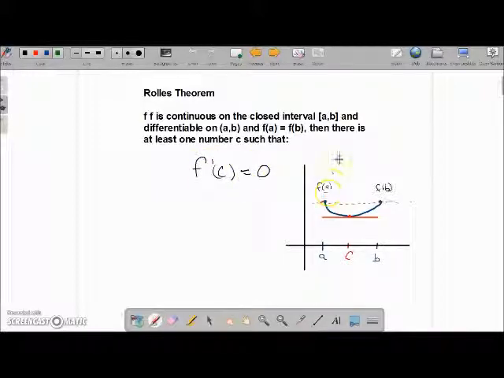So it's just saying, and it makes sense, if this point and this point are equal, f of a and f of b are the same thing, basically. If you connect the lines, the slope of that line is going to be 0. So the slope of the tangent line here at c is going to be 0. There's going to be a point somewhere where the slope is 0 in that continuous function. So let's see how we can apply this.